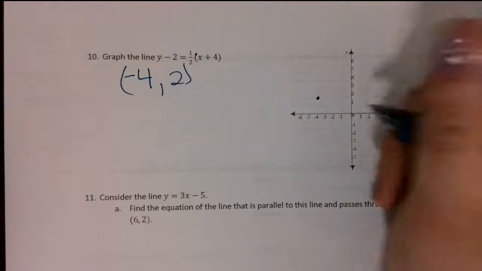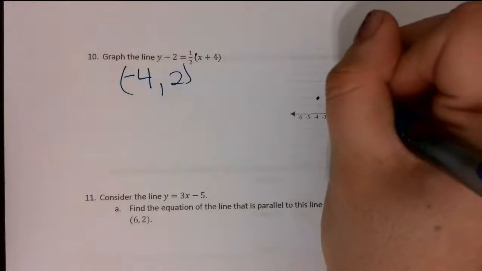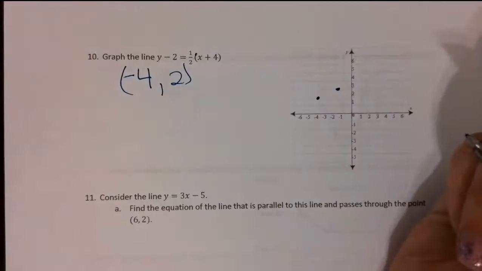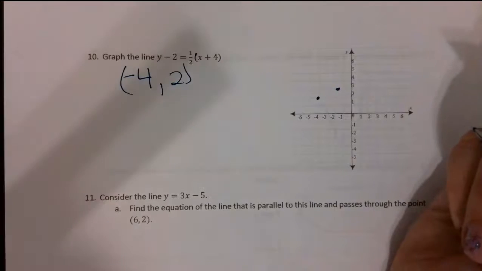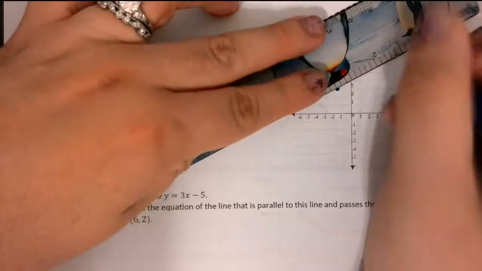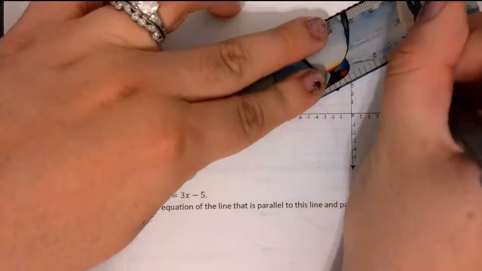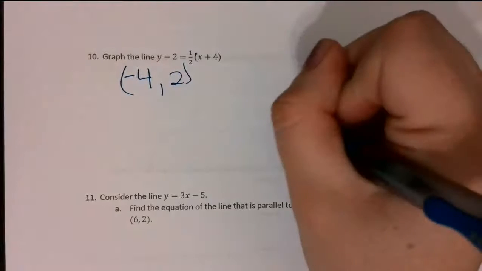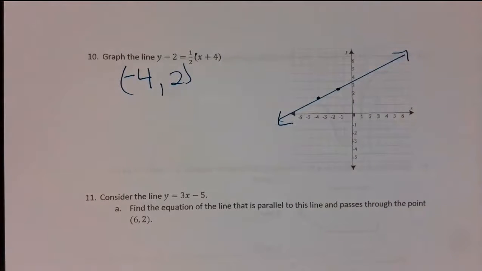And then my slope is 1/2, so I go up 1 over 2. Then I just connect my 2 points. On this one, if I absolutely got stuck, I could put it back into y-intercept form and graph it from there.